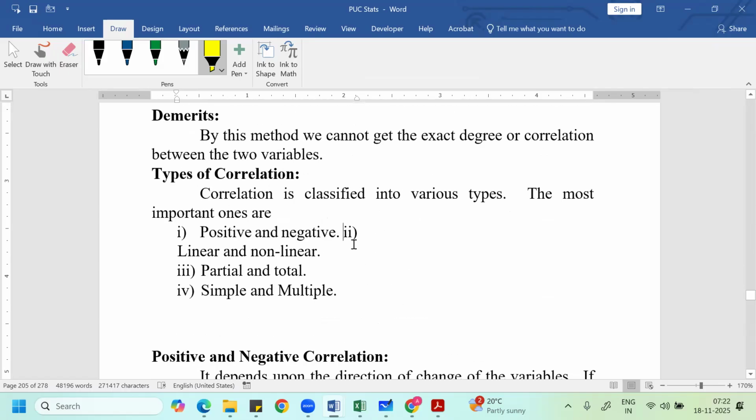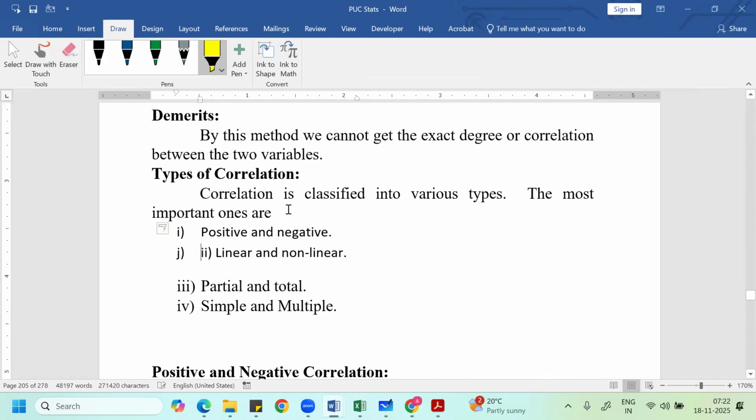Then talking about types of correlation, you have positive and negative correlation. Positive correlation means, as I have explained already, when the two variables are connected to each other positively, both are going up together or both are going down together, it is a positive correlation. Negative correlation means when one variable is going up, the other variable is going down. When one variable is going down, the other variable is going up, that is negative correlation.